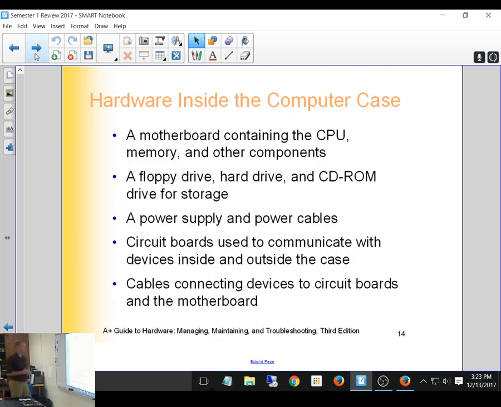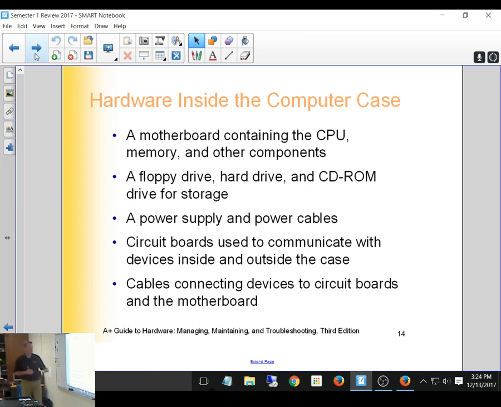Inside the computer, we got our motherboard, which is responsible for connecting the CPU to all of the components. The primary thing a CPU talks with is memory. It's this primary storage device. It's where it stores data and instructions as it's processing it.